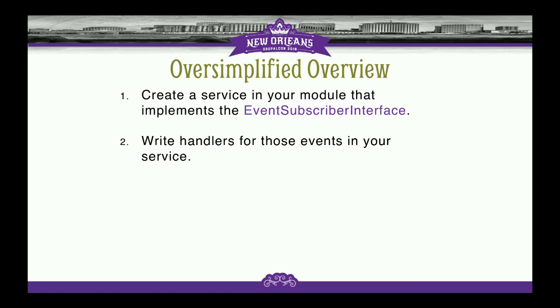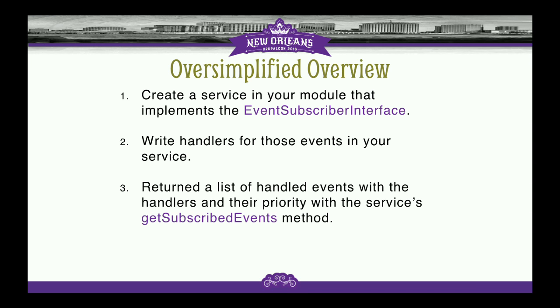You write handlers for those events in your service. The way that event subscribers work is that the object you're going to use needs to have the methods, and you just tell it what method it is. And then in the getSubscribedEvents method, you return a list of handled events, right? So it's an array, key value. The value can just be a string, or the value can be an array if you want to tell it what order you want it to be in. Because you can specify priority for events, like, oh, I need to fire before this other thing, so give me a higher priority.